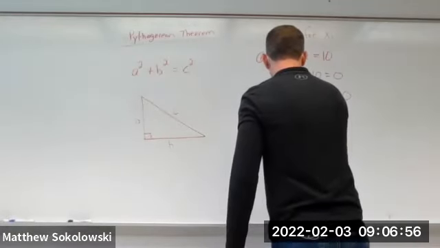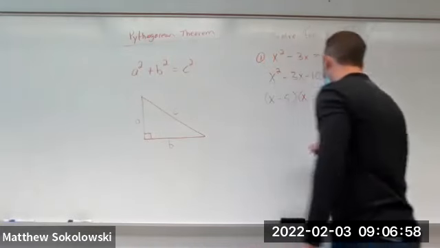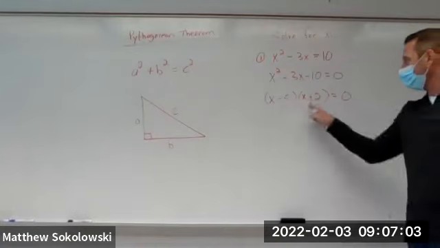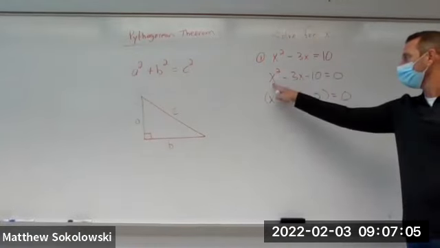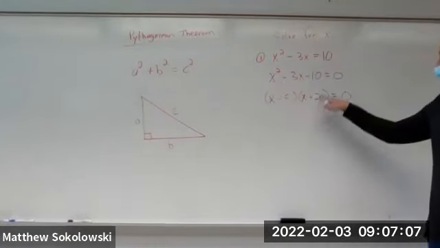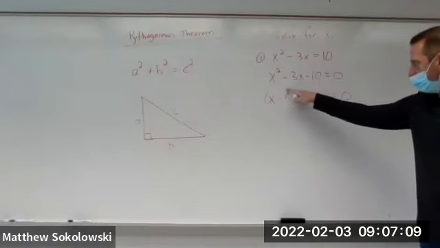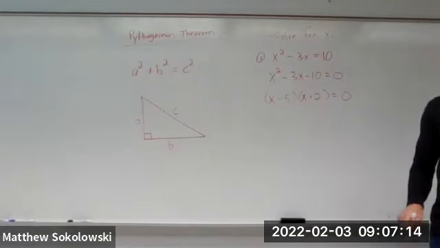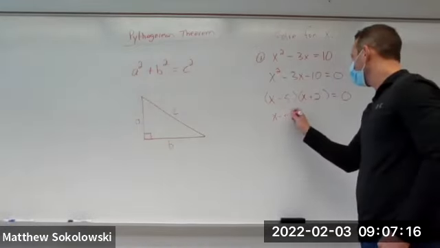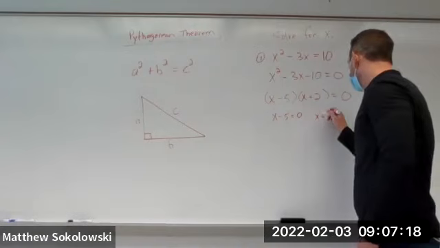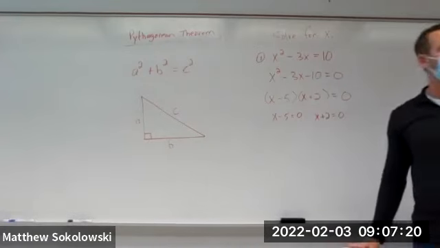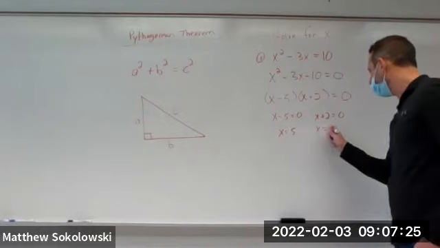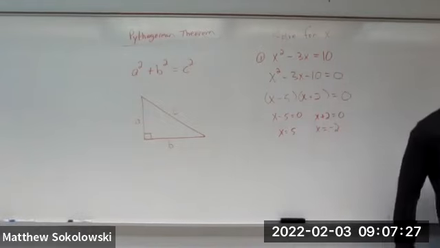Okay, you get an x minus 5, and we get an x plus 2. So x times x is x squared. Then we got -5 times 2 is -10. We get a -5x and a +2x combines to be that. Then you take your factors, x minus 5, set it equal to 0, x plus 2, set it equal to 0. So we get x equals 5 and x equals -2.